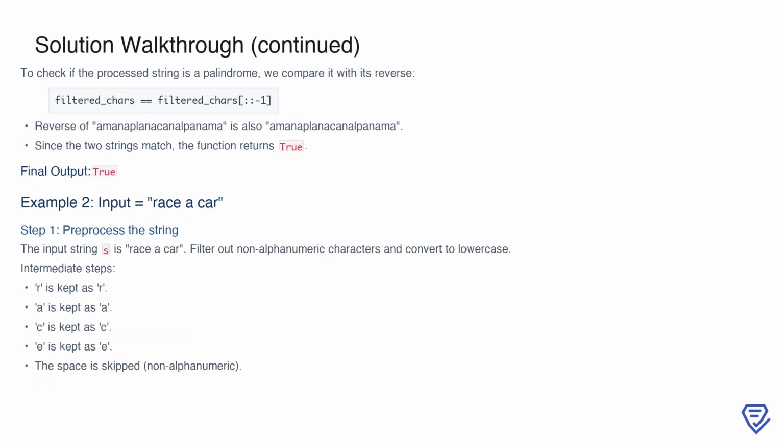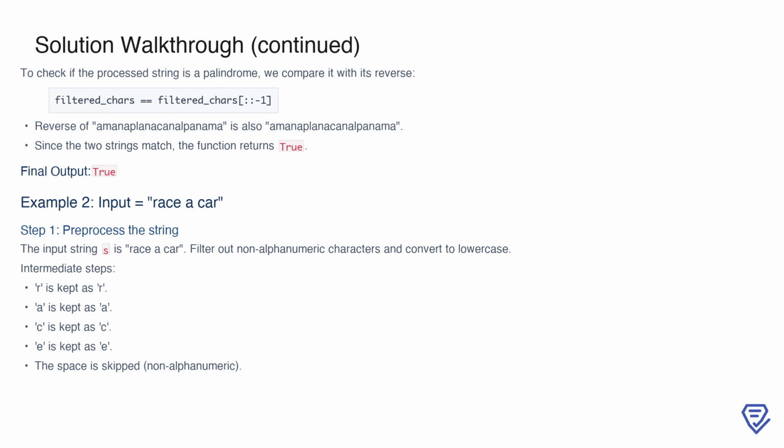In this step, we determine whether the processed string is a palindrome. A palindrome reads the same forwards and backwards, so we compare the string to its reverse. For the processed string "amanaplanacanalpanama", we calculate the reverse using slicing with [::-1], which gives us the same string, "amanaplanacanalpanama". Since the reverse string matches the original, we can confirm that the input is a valid palindrome. The function then returns true, as indicated in the output.